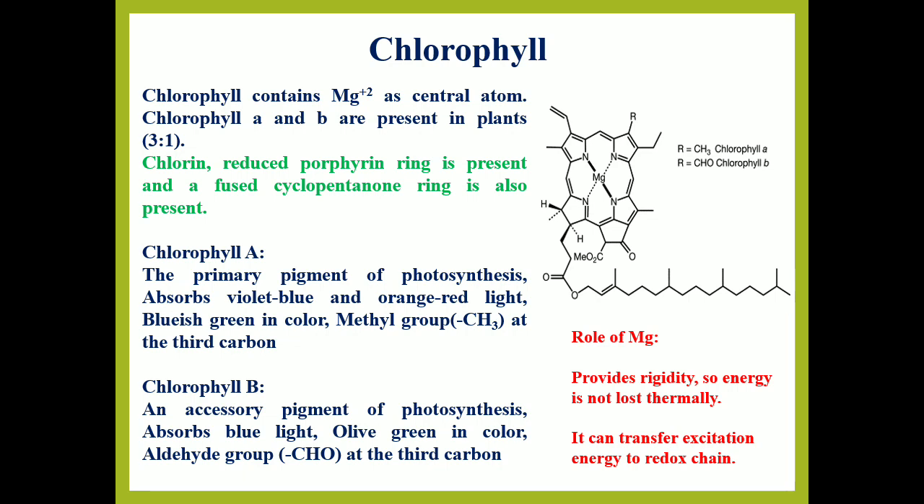This R group can be CH3 or an aldehydic group. If it is CH3, this is chlorophyll A, or if it is an aldehyde group, it will be chlorophyll B. Chlorophyll A is a major primary pigment required for the photosynthesis purpose. It is bluish green in color, and R will be CH3 in chlorophyll A. While if an aldehyde group is present at R position, then it is chlorophyll B, and it is an accessory pigment. So almost 3:1 ratio is present in plants for chlorophyll A versus B.